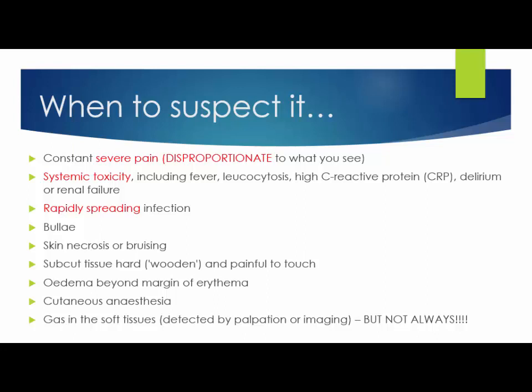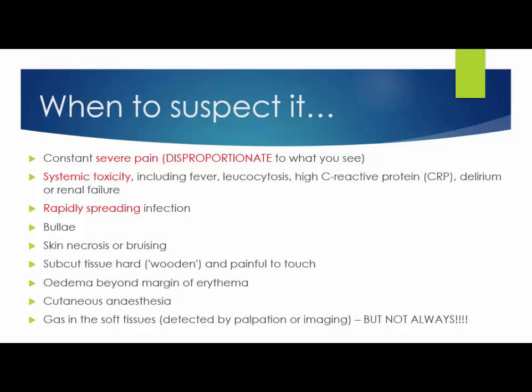So clues are constant severe pain, often disproportionate to what you're seeing on examination. So he had that. The second time he came back, he was in a lot of pain, but the examination was unremarkable, really. They can be systemically toxic, but it depends on what time point you catch them, so they may not have those features yet, but the infection does spread rapidly. They can get bulla formation and necrosis and bruising.